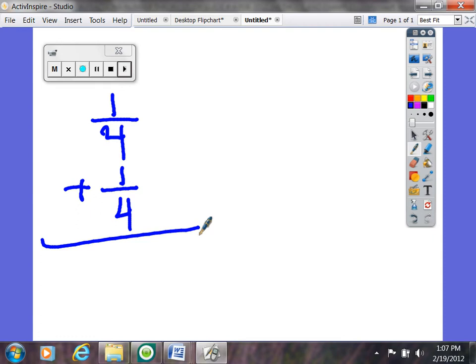All right, now the most common mistake students are going to make is they're going to say, hey, this is easy. I'm going to add 1 plus 1 is 2. And then I'm going to add 4 plus 4 is 8. So 1/4 plus 1/4 is 2/8. Well, that's the most common mistake, and I'm going to show you why that's flawed.